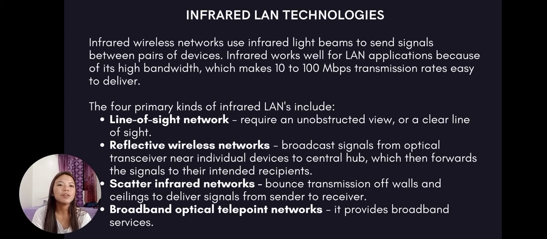Second is the reflective wireless networks. This type broadcasts signals from optical transceivers near individual devices to a central hub, which then forwards the signals to their intended recipients. Third is the scatter infrared networks.